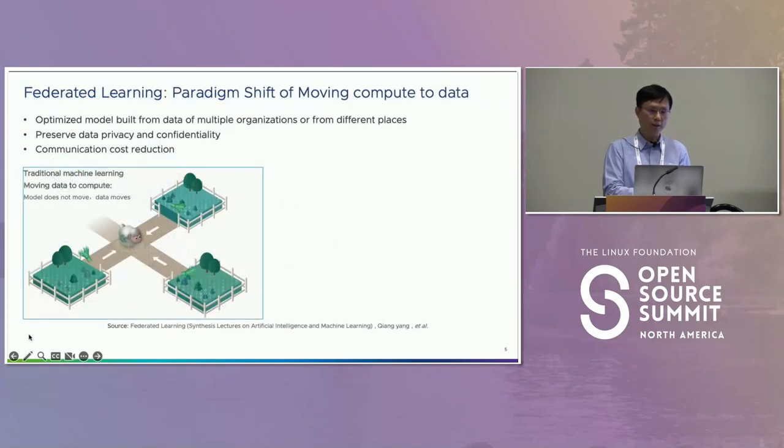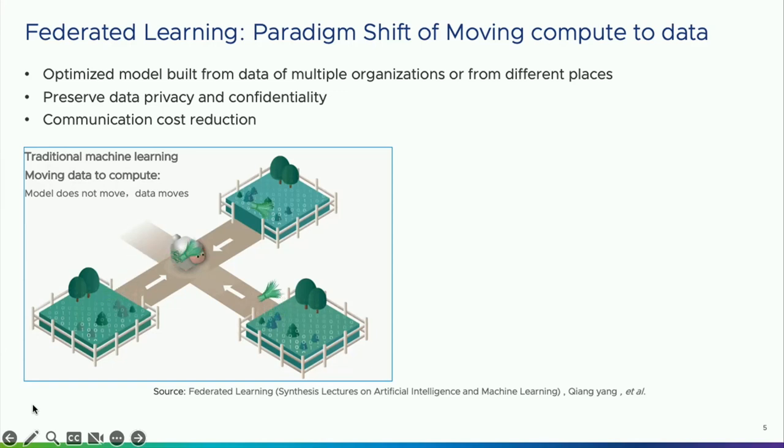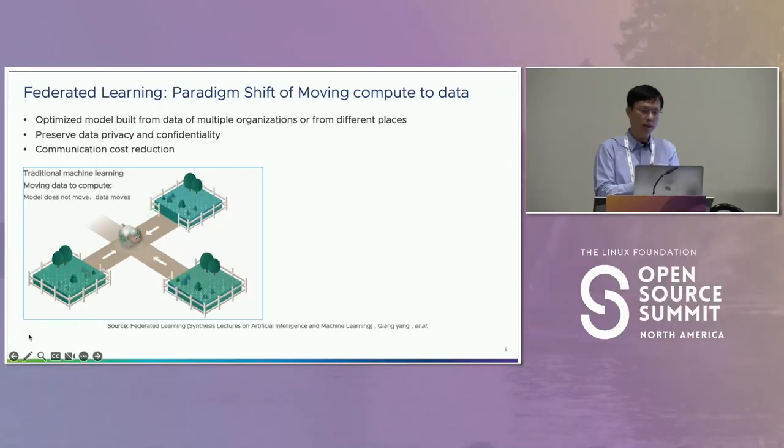So let's give this animation for some illustration of the idea. Federated learning can be thought of as a paradigm shift of moving the compute to the data. On this animation, we can see the sheep here. If we want to raise this sheep, you need to feed them with grass from different grasslands. Here you can see that the grass needs to move out of the grassland and be put into a place to feed the sheep.